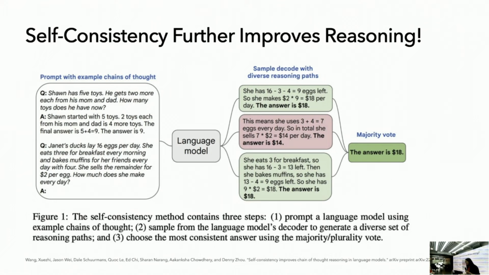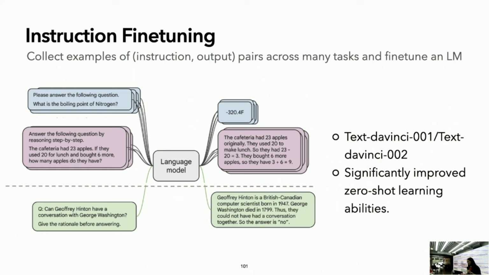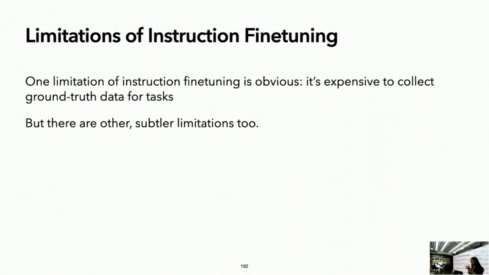Okay, so we talked about pre-training and fine-tuning, and instruction fine-tuning is another way of pushing the capabilities of GPT-3 further. In this kind of instruction fine-tuning, we are basically going to collect examples of instruction and output pairs across many tasks and then fine-tune those models. This is implemented in some of the text DaVinci 001, 002, and significantly improves zero-shot learning capabilities. There is also the process of leveraging code generation in this process. As you can probably imagine from those OpenAI models, there are code versions of those DaVinci series variations.